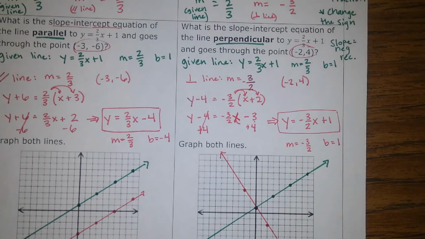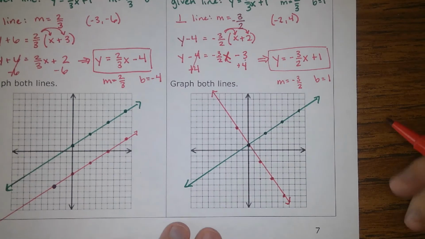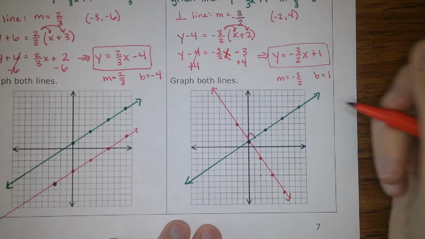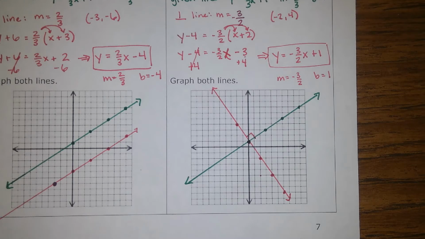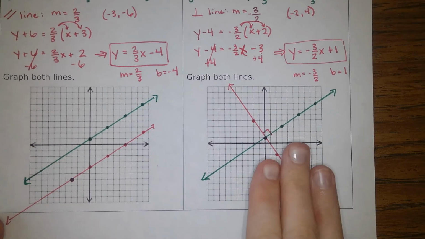So there we go. These two lines form a perfect right angle. You can see when they intersect, they form a perfect right angle. So those are two examples of how you find a parallel line and how you find the equation for a perpendicular line, and then how you graph them.